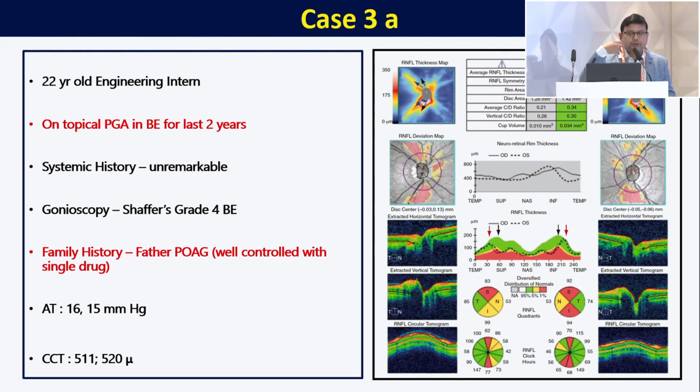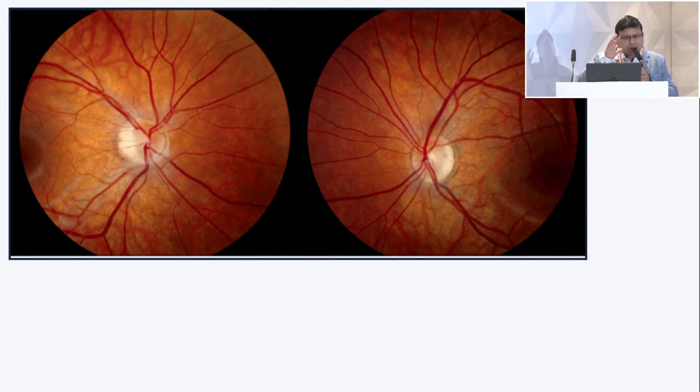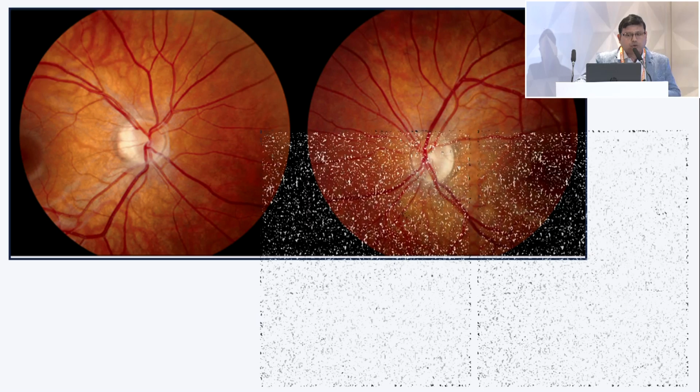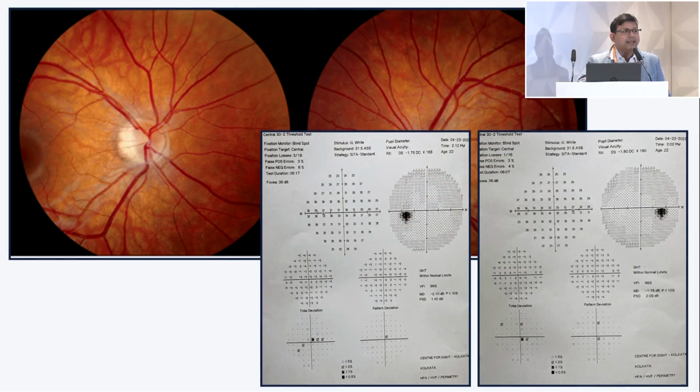So the moment you hear a family history and you have an OCT picture like this, you instantly start to think that I should treat this particular patient. But when you look at the fundus of this patient, you can hardly see any cup. It's a myopic disc, it's small, it's tilted, it has a PPA, but it doesn't look glaucomatous. And when you do the visual fields, invariably these patients will have normal visual fields.